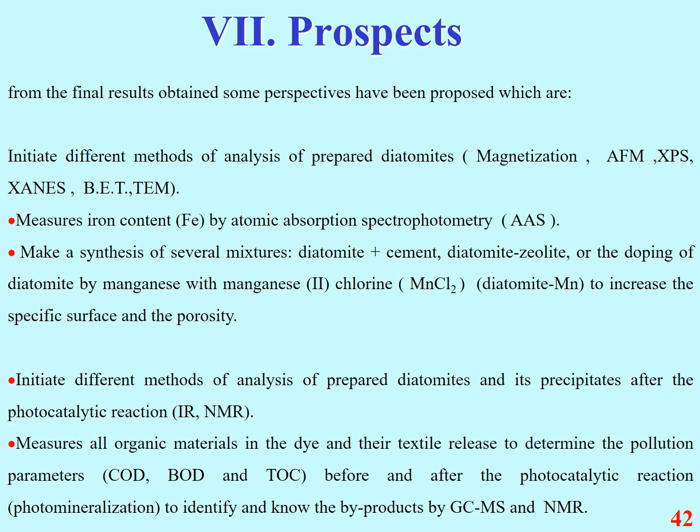Fourier infrared and nuclear magnetic resonance measure all organic materials in the dye and their extracts, to determine the pollution parameters: COD, chemical oxygen demand, BOD, biochemical oxygen demand, and total organic carbon before and after the photocatalytic reaction, photomineralization, to identify and know the byproducts by gas chromatography, mass spectroscopy, and nuclear magnetic resonance.